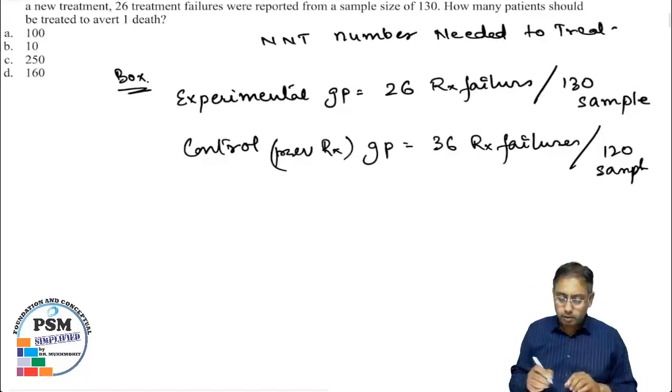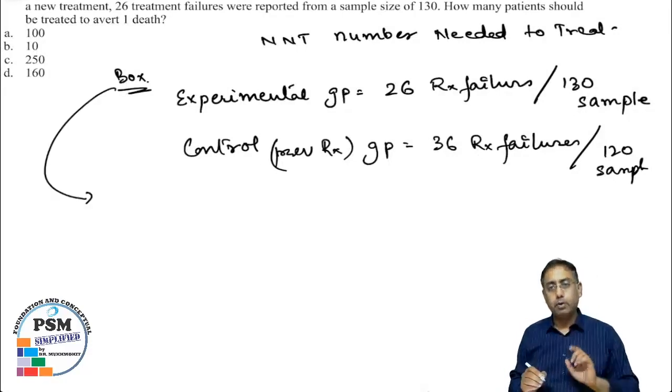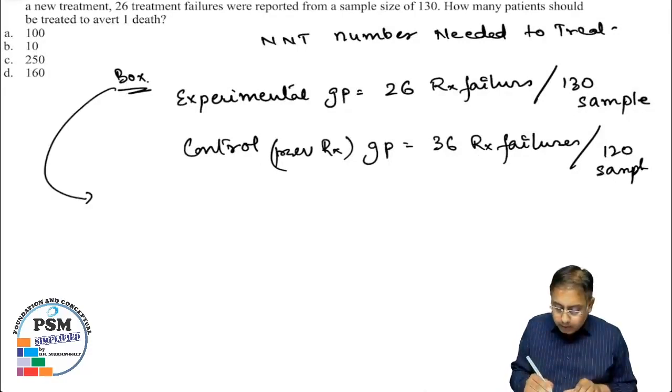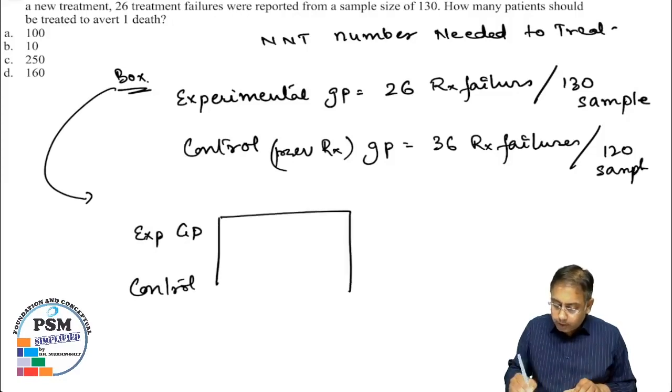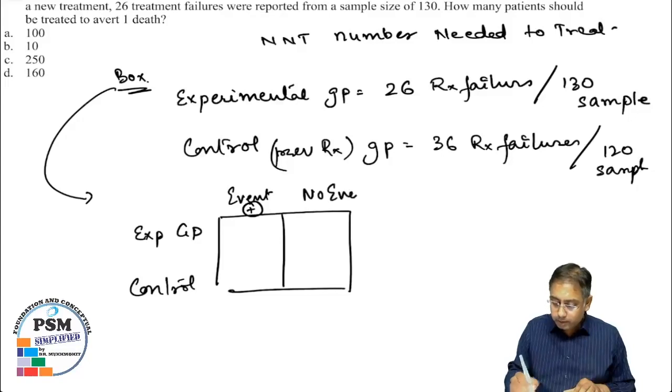Next, MCQ point number 1: make a box. I will make a box for the experimental group and the control group, showing the number of times the event or the death happened and the number of times no event happened. So I can fill in the answers in this.